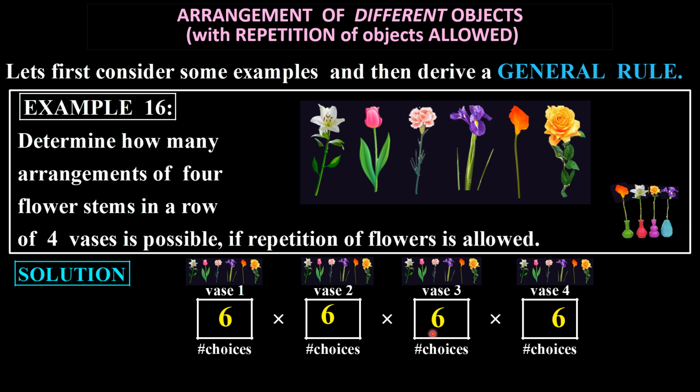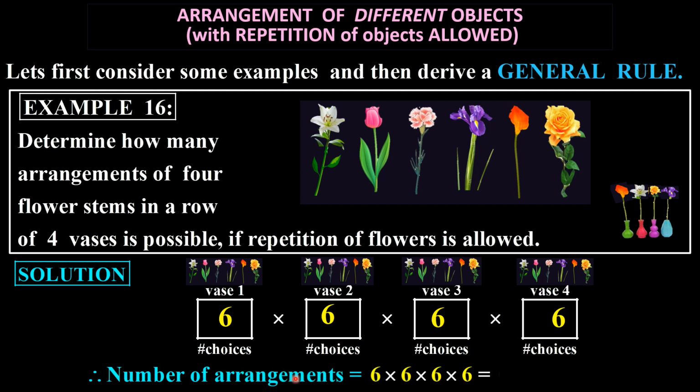And when you have repetition, your number of choices actually increases. You have 6 times 6 times 6 times 6, so it's 6 to the 4. And if we calculate that, that's 1,296 options there, if repetition is allowed.